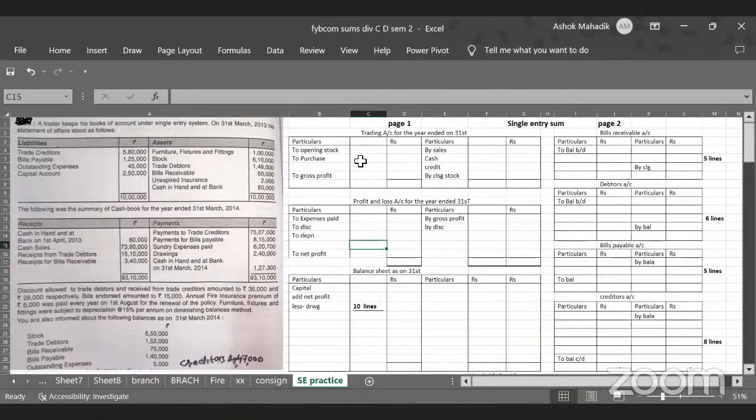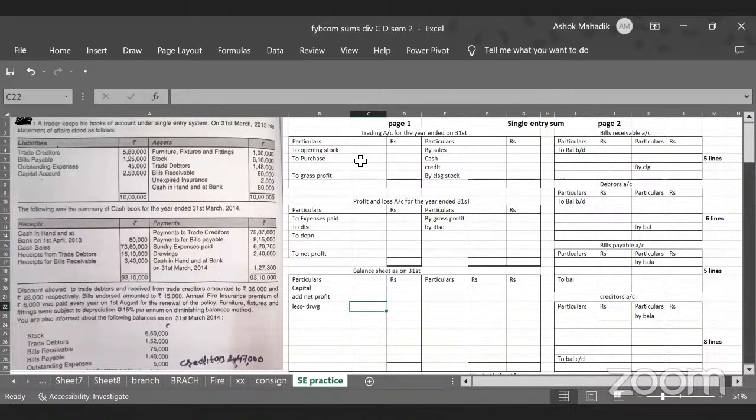In the question, you will be provided with opening balance sheet, or opening balances. In this sum, opening balance sheet is provided to you. So use this opening balance sheet to record opening balances wherever possible. After that, they have given us extracts or summary of cash book. So this itself is the account. You just need to give the second effect of all the entries recorded in cash book on the opposite side in that respective account. I'll show you how to do it.